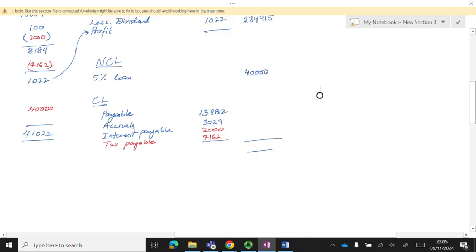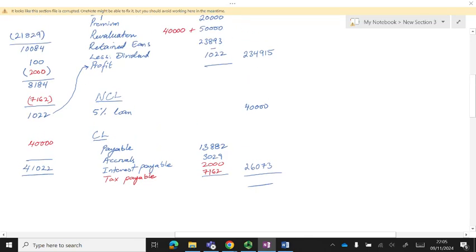Liabilities, payables, accruals, interest payable, and the tax payable, it's 26073. And then adding the capital, non-current liabilities, and the current liabilities, the total is 300988.